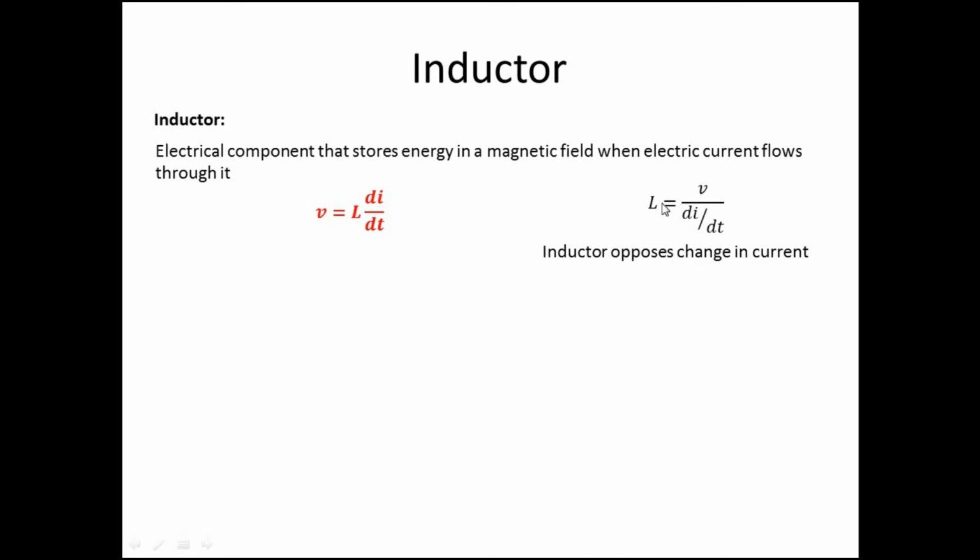Resistor is R equal to V by I. It is opposing the current itself. But an inductor opposes the change in current, di by dt. So the denominator is di by dt. L is inversely proportional to di by dt. So it opposes change in current.